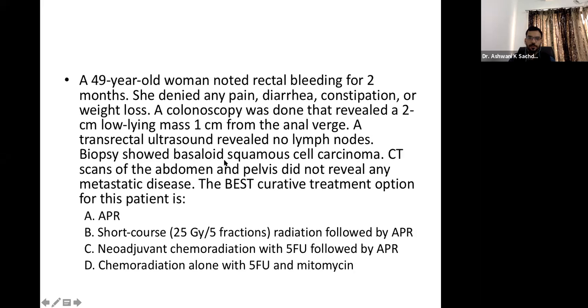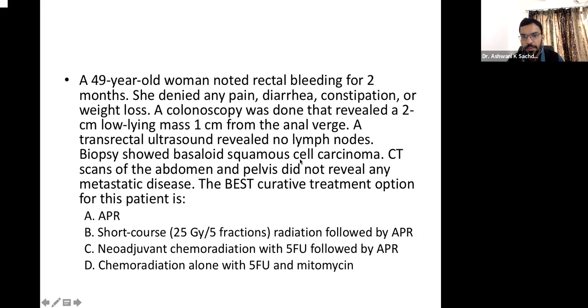What is the treatment option for anal squamous cell carcinoma? APR, short course RT followed by APR, neoadjuvant chemoradiation with 5-FU followed by APR, or chemoradiation alone with 5-FU and mitomycin. Yes, the answer is D only. The only thing which we had to consider is to see the biopsy. It is basaloid squamous cell carcinoma. We should not miss this thing from the question.